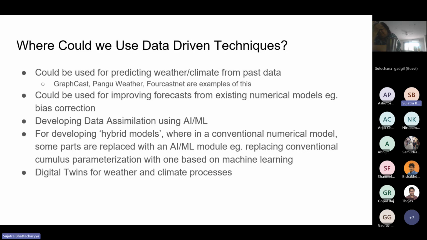Another area we could look at is what we call hybrid models. That is, you have a conventional numerical model, whatever we are already familiar with, and we replace parts of it with AI. For example, some of the model components are fairly empirical. Let's say you're looking at convection parameterization or boundary layer parameterization. You're not doing it from first principles. It's not possible to do boundary layer parameterization from first principles. You always have to do an approximation. So what you can do is replace it with an AI model.